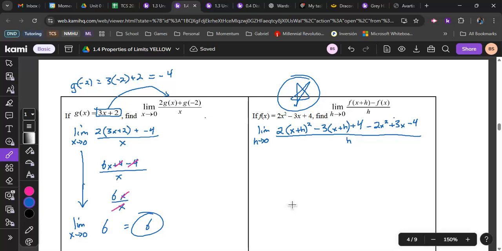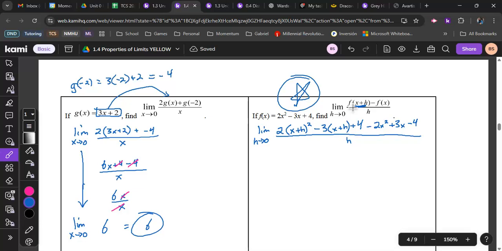Now remember, in order for this to work, that means I need to get rid of h. Otherwise, it's an asymptote. Can you repeat what you did? Why did I square? Because if the original function was 2x squared, then it has to become 2 times x plus h squared. Because this is a composition of functions where x plus h is replacing all the x's.